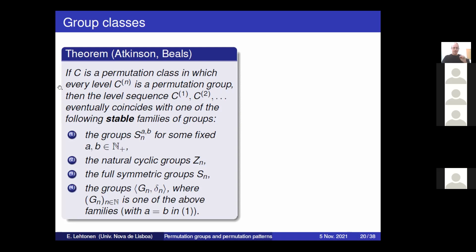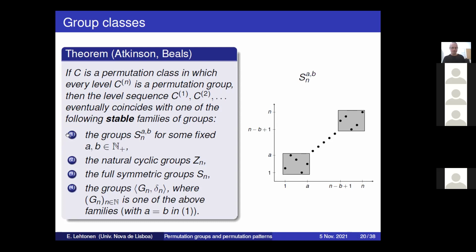So let's see. If C is a permutation class in which every level is a permutation group, then this level sequence eventually coincides with just a handful of possible families of groups. I'm going to call these families stable families. And what are these families of groups? The first possibility, the groups that I denote here by S_{A,B}(n). A and B are some fixed parameters. And what is the group S_{A,B}(n)?